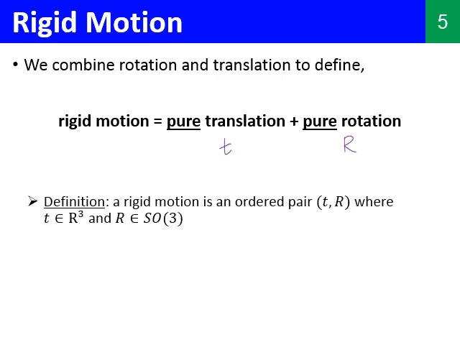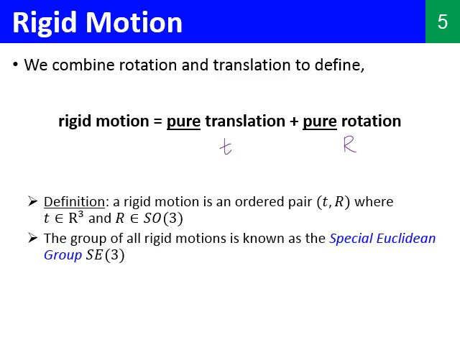Now if you look at this definition, you can see a rigid motion is an ordered pair of T and R, where T is a three-dimensional vector and R belongs to the special orthogonal group that we studied before. And the group of all rigid motions is known as the special Euclidean group SE3.